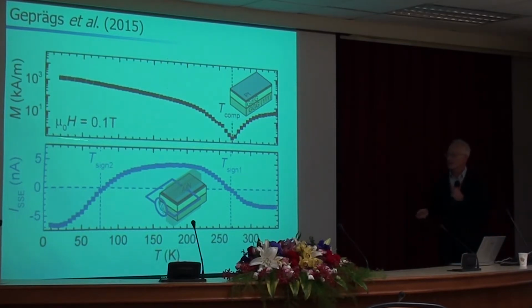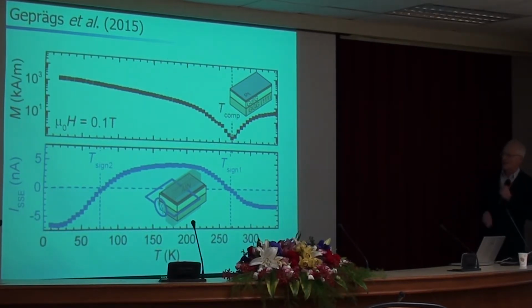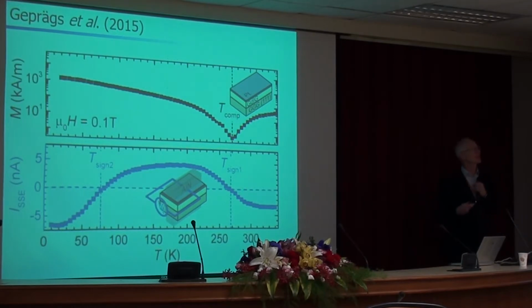Now what you see here is the spin Seebeck effect for the same material under the same conditions. And exactly at the compensation temperature, there is a change of sign of the spin Seebeck effect. Then, at a low temperature, there is another sign change. And I would like to convince you that we understand perfectly well what is happening.